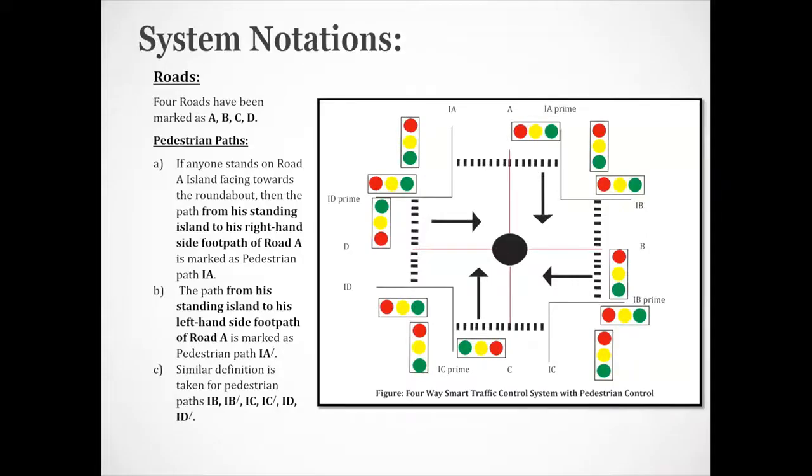System notation: roads. The 4 roads have been marked A, B, C, D. Pedestrian path: if anyone stands on road A island facing towards the roundabout, then the path from his standing island to his right-hand side footpath of road A is marked as pedestrian path IA. The path from his standing island to his left side footpath of road A is marked as pedestrian path IA bar. Similar definitions are taken for pedestrian paths IB, IB bar, IC, IC bar, ID, ID bar.